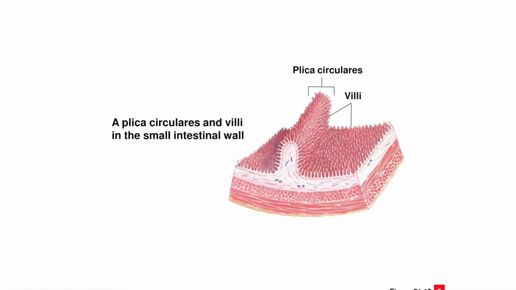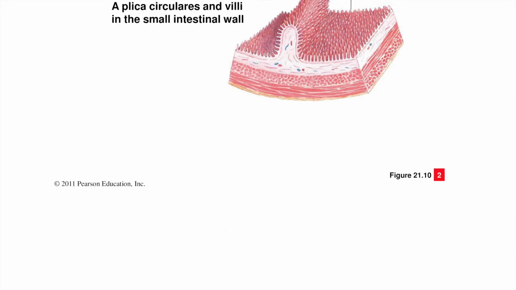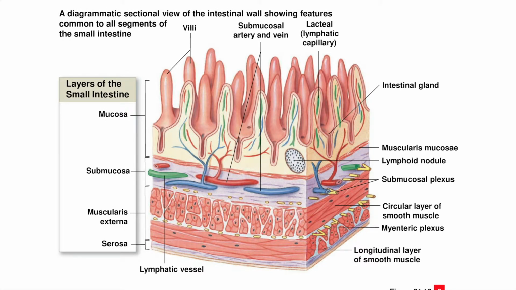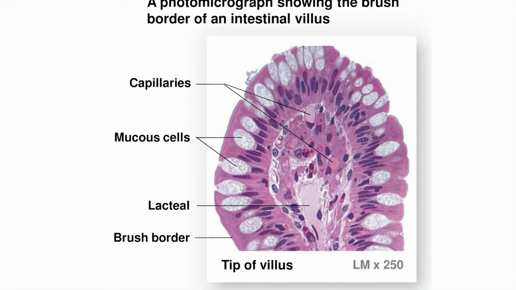So here again is the plicae circularis and the villi increasing the surface area, and we can see the blood vessels and the lacteals for absorbing nutrients. And in this figure you can see what they call the brush border. Those are microvilli, which increase the surface area even more.